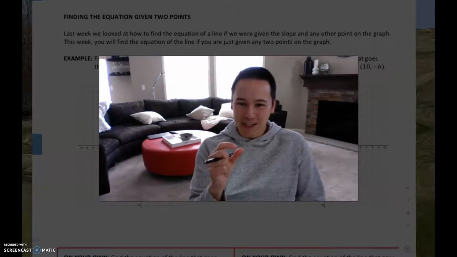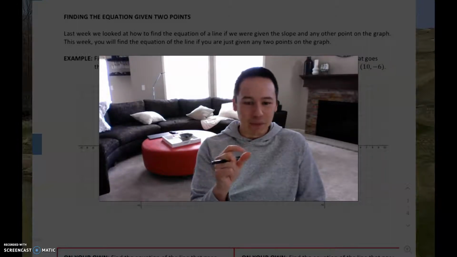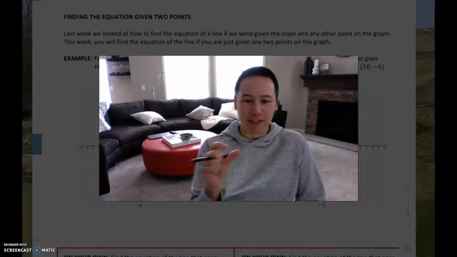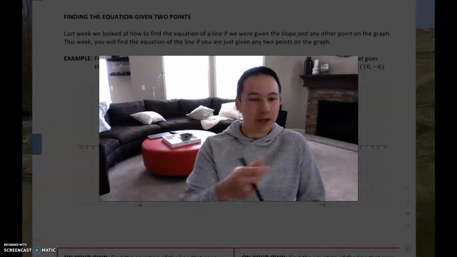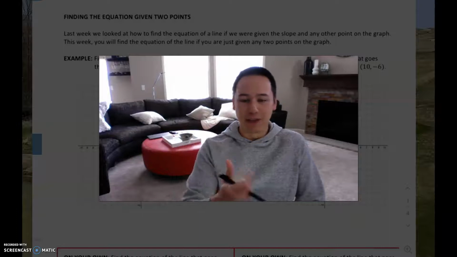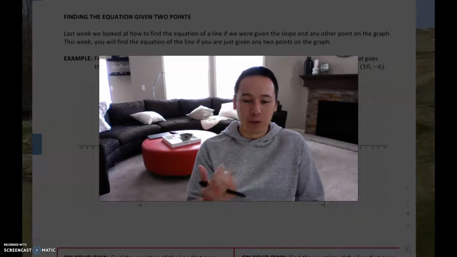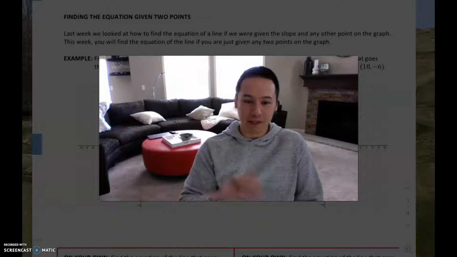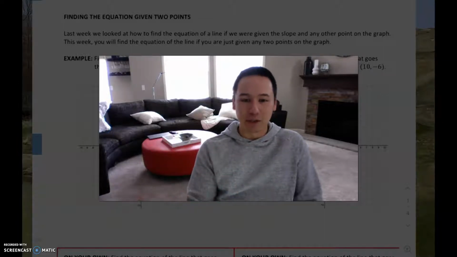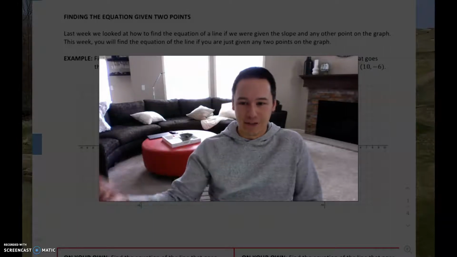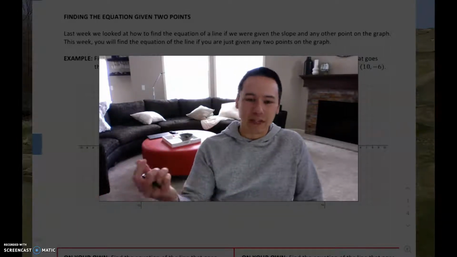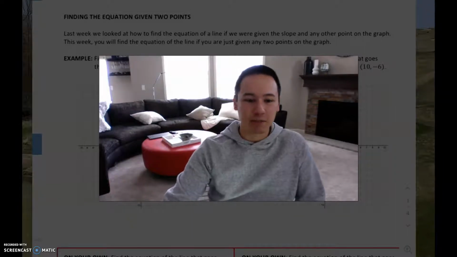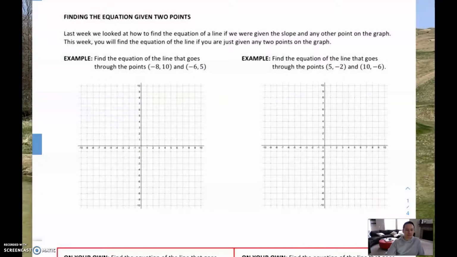This week, we're making it a teeny tiny bit more difficult, and we're just going to give you any 2 points that are on the graph. And from those 2 points, you can find the slope, you can find the y-intercept, and then you'll have the equation. We're going to take the same format as last week. This first lesson will be solving it graphically, so you can kind of see what's going on. And then the next assignment, we're going to solve it algebraically. And you'll find that the process is very similar to last week. So let's go ahead and get started.